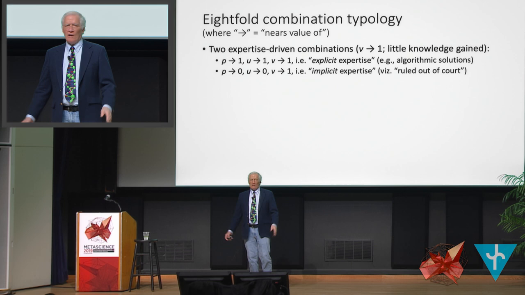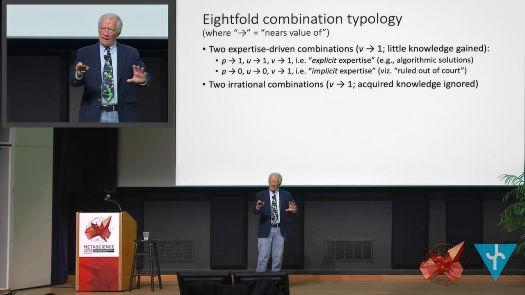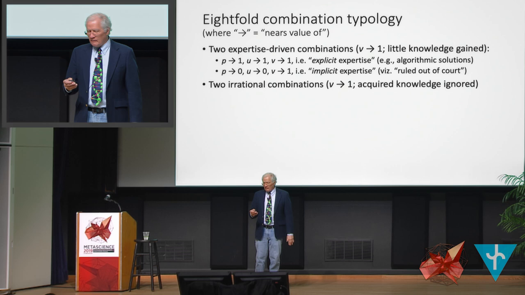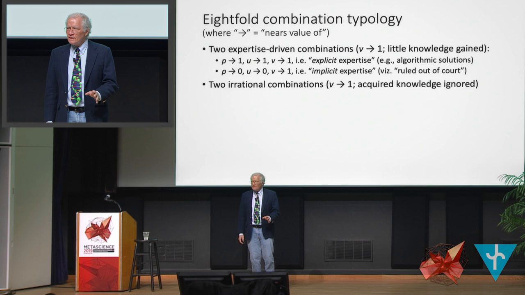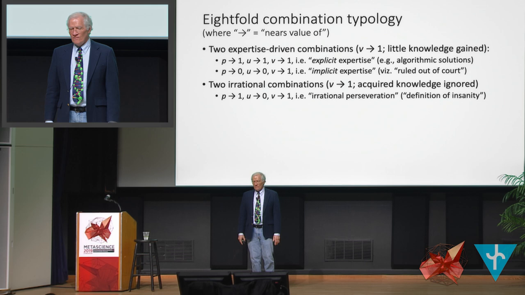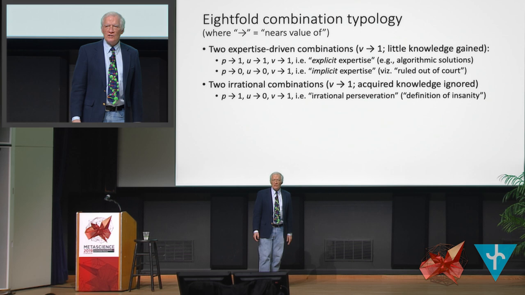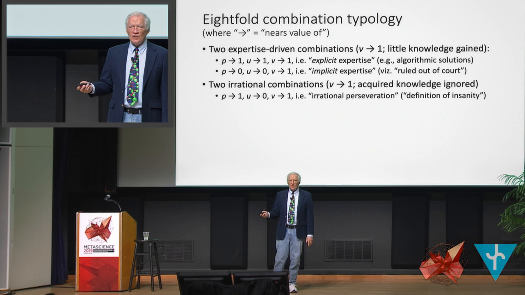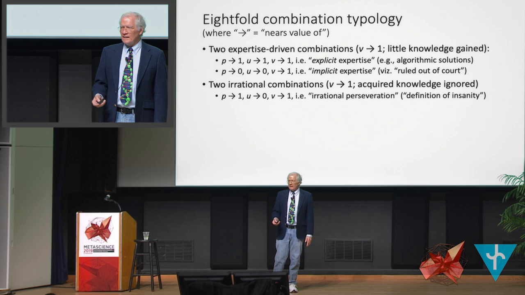And then we have two irrational combinations. I put this just to cover my bases because people say, well, what about the two combinations you didn't talk about? This is a case where you know what the utility is, but you ignore it. Okay, so you're ignoring your knowledge. So one example is where the initial probability is very high, utility is very low, and you know it's low, but it's high probability anyway. This is irrational perseveration, and a lot of you may know that quote that's often attributed to Einstein, his definition of insanity, as doing the same thing over and over again, expecting it to come out different. That's irrational perseveration.